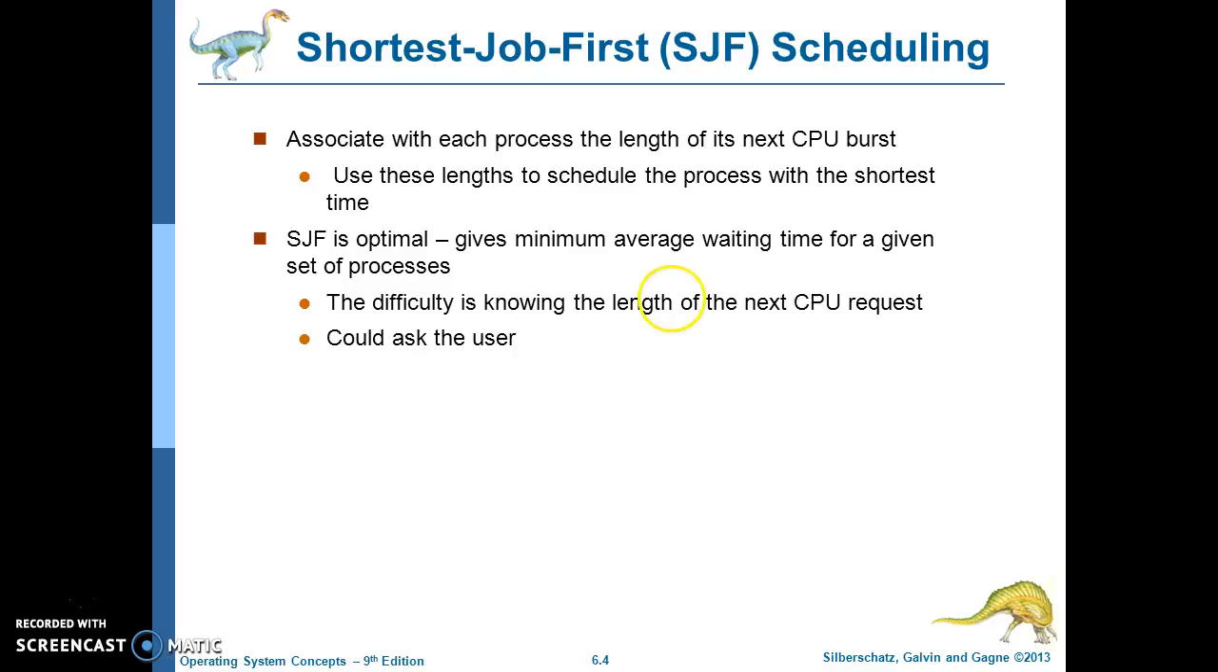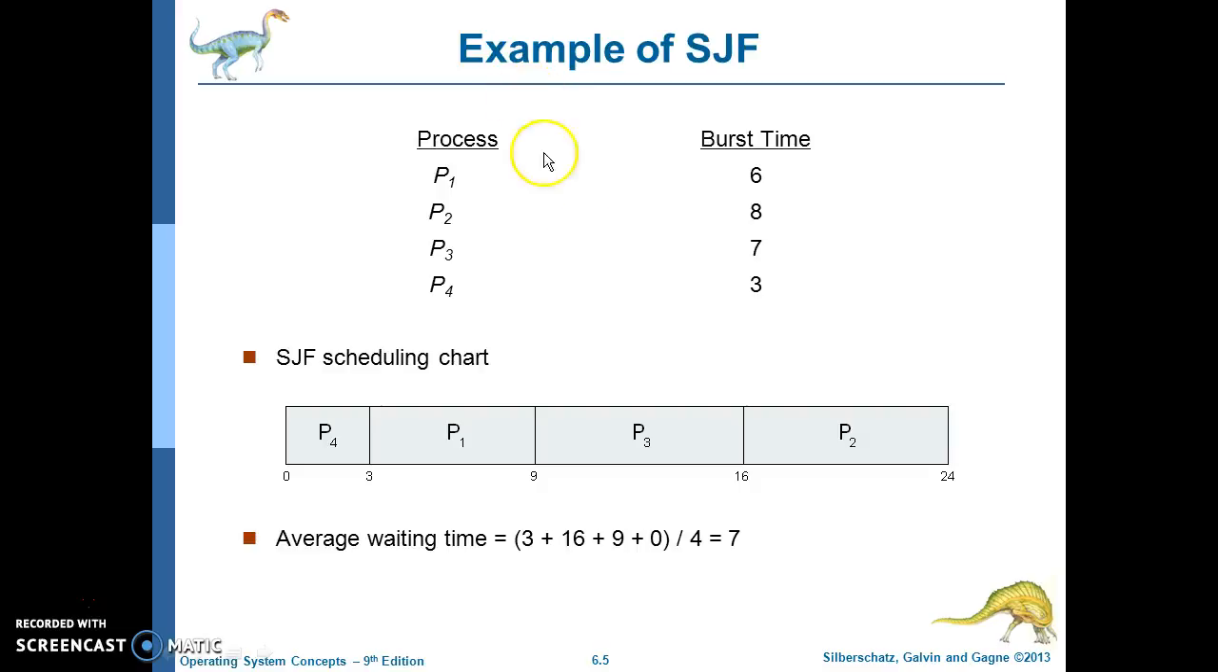Here we associate with each process the length of its next CPU burst. Using this length, we schedule the process with the shortest time. It is optimal: it gives the minimum average waiting time for a given set of processes. The difficulty is knowing the length of the next CPU burst. So here we will take a snapshot.